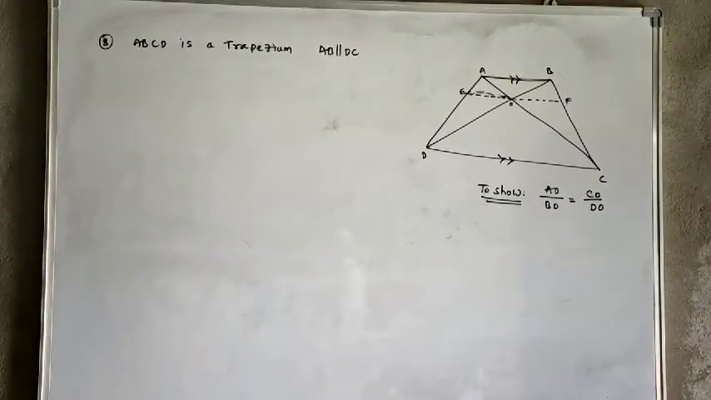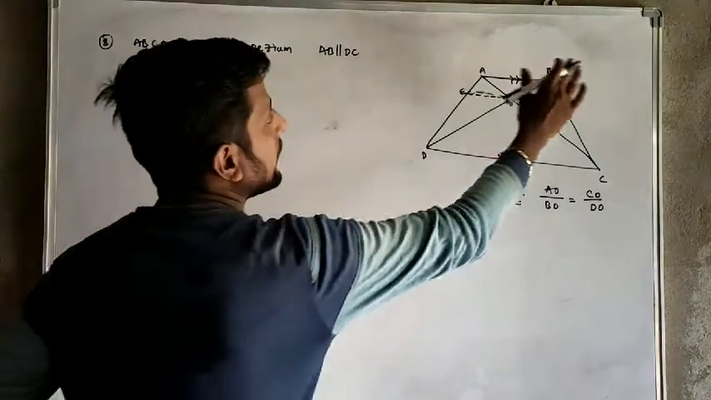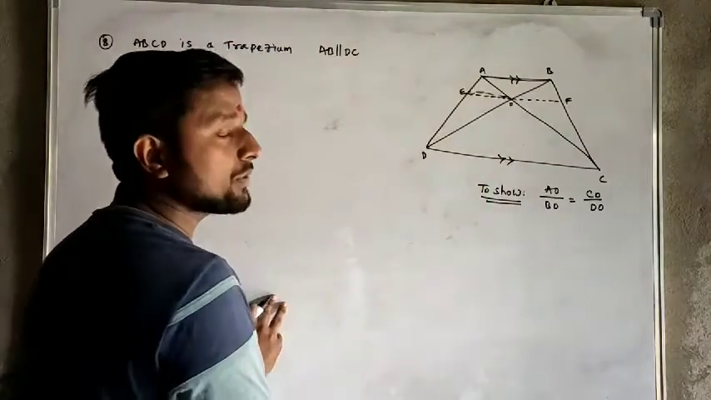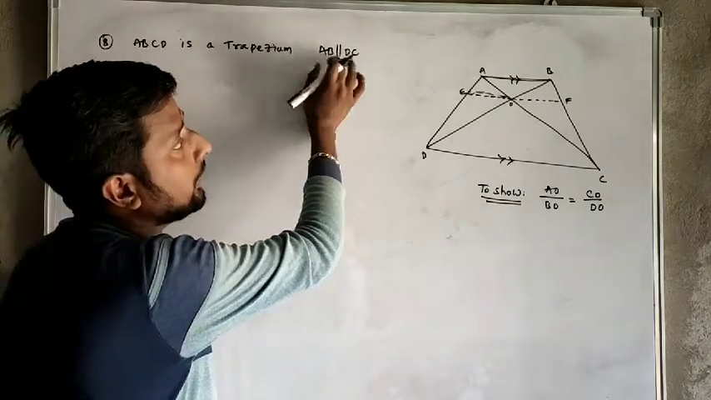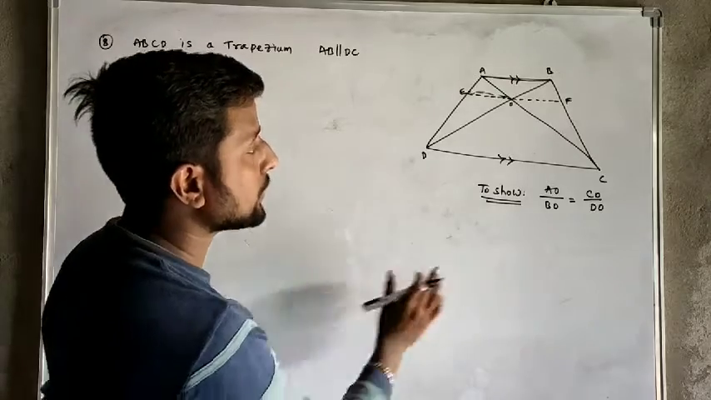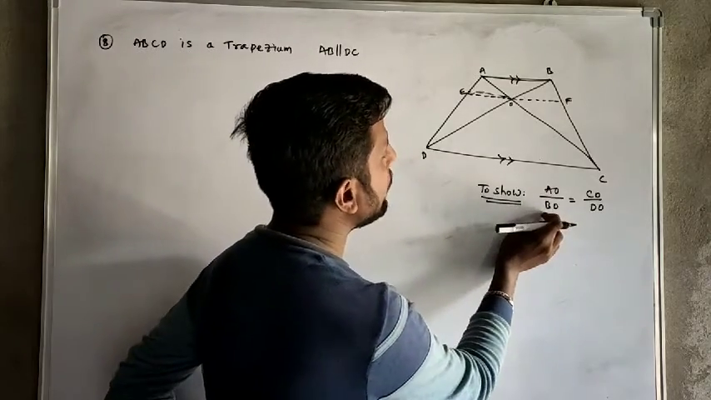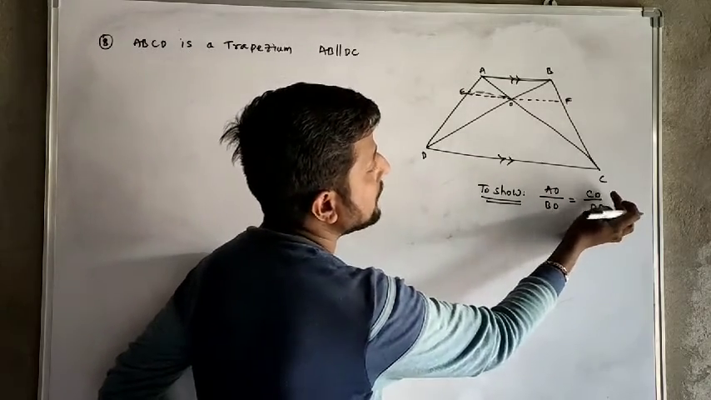Eighth question, beta. The trapezium is already drawn there. The diagonals of the trapezium intersect at a point. And we know in a trapezium one pair of sides are parallel, so I have drawn AB parallel to DC. And we have to show that AO by BO is equal to CO by DO.